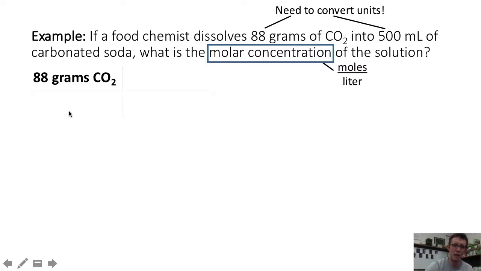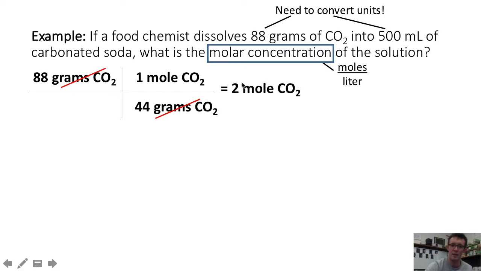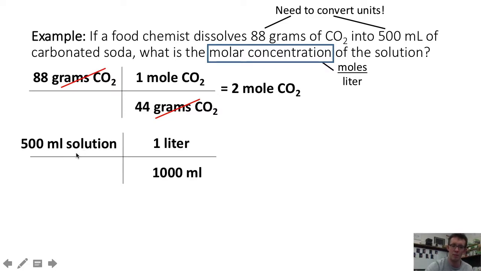So we'll do that. We start with 88 grams of carbon dioxide. Using the periodic table, we can find that the molar mass of carbon dioxide is 44 grams per mole. And so 88 grams of carbon dioxide would be 2 moles of CO2. And likewise, if the solution is 500 milliliters total, and we need to convert it to liters, each liter is equal to 1,000 milliliters. So our 500 milliliter solution is just equal to half of a liter.